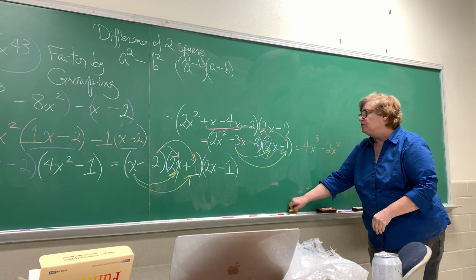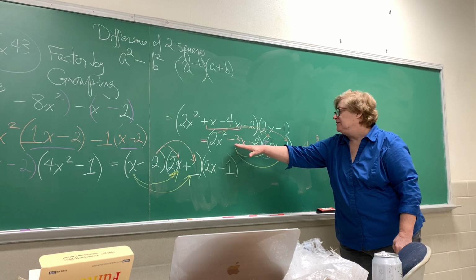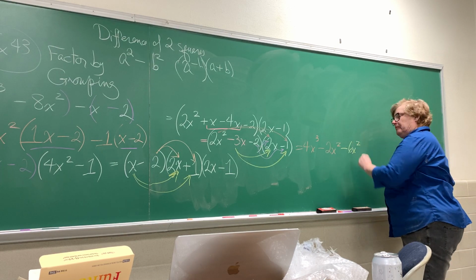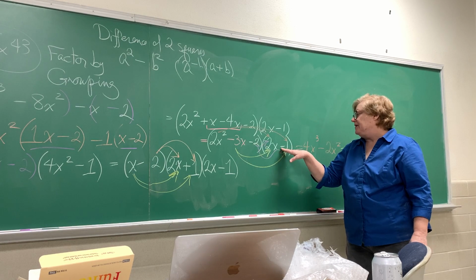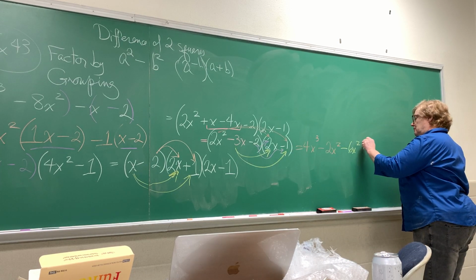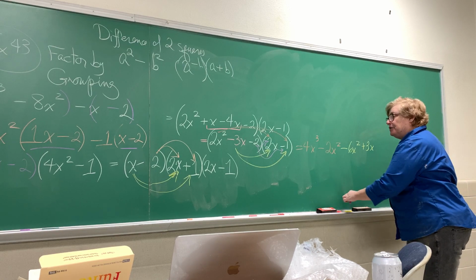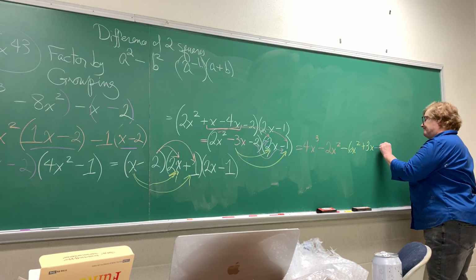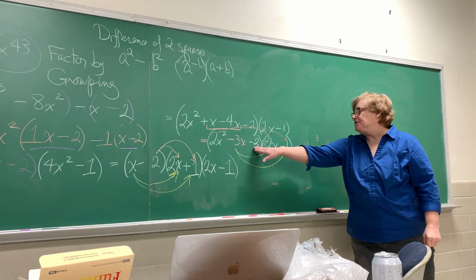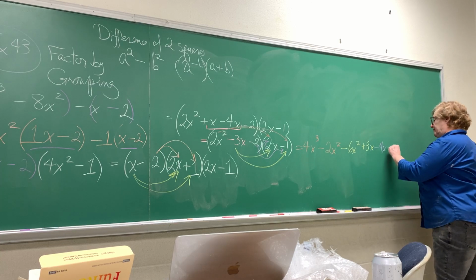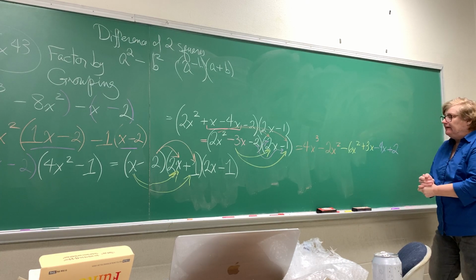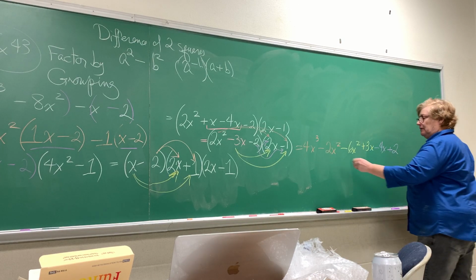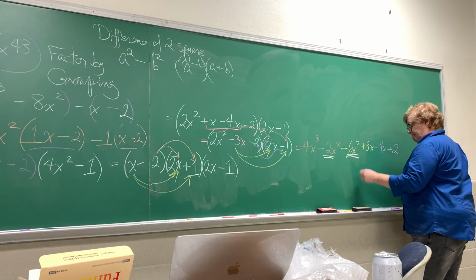Now we're doing yellow, negative 3x times 2x. Negative 6x squared. Negative 3x times negative 1. Positive 3x. Excellent. And now we're doing the purple, negative 2 times 2x. Negative 4x. Negative 2 times negative 1. Plus 2. Do we have any like terms? Yes. Which ones? Negative 2x squared, negative 6x squared. And any others?